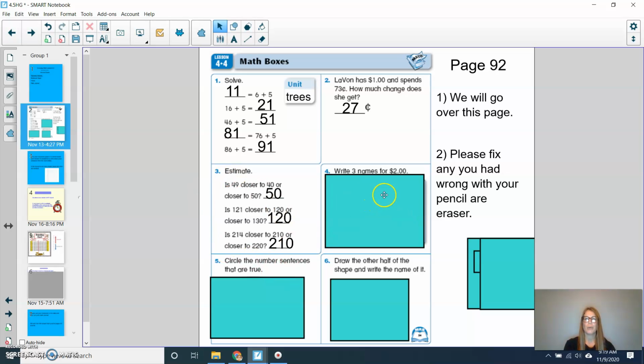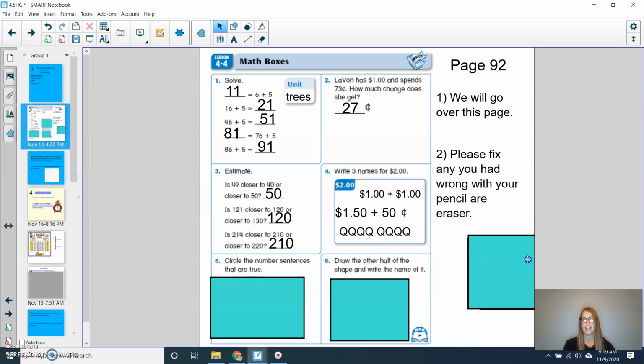For question number 4, write 3 names for $2. There's lots of different names you could have picked. These are the 3 names that I chose today. I used $1 plus $1, $1.50 plus 50 cents, and then I had 8 quarters.